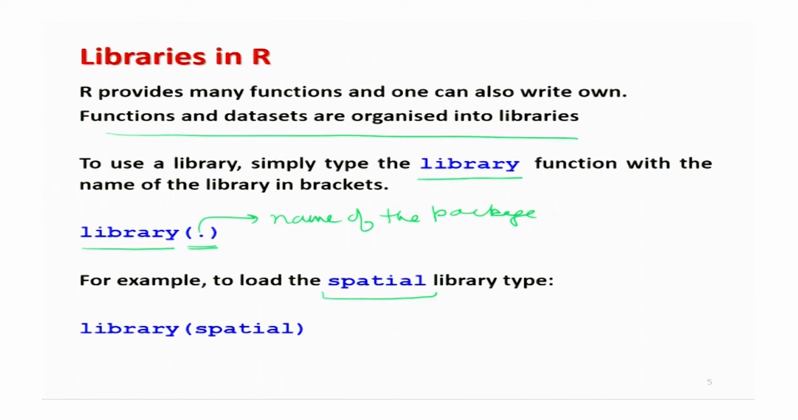A spatial library, for example, is used for spatial analysis in statistics. So, I simply have to type library, and inside the parenthesis I write SPATIAL, spatial, which is the name of the library. Now, what will happen? This library will become ready to use.